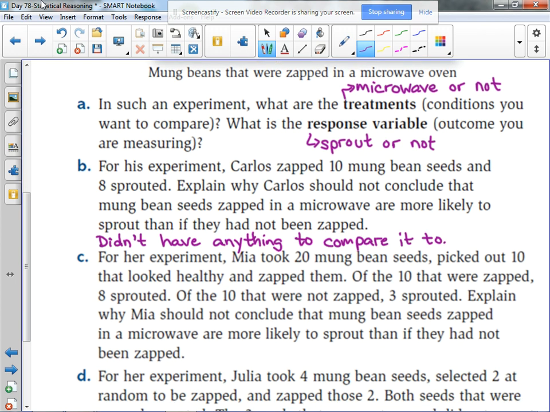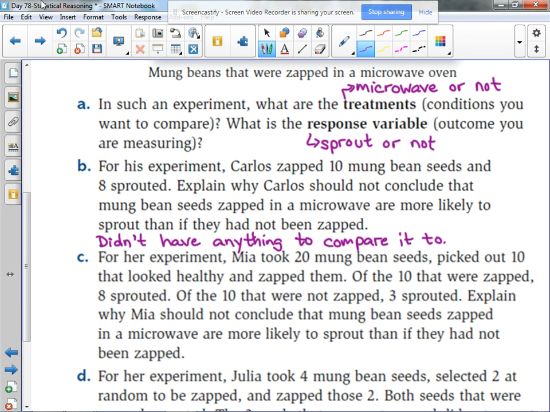Okay. Part C says that in her experiment, Mia took 20, picked out 10 that looked healthy, and zapped those. Of the 10 that were zapped, 8 of them sprouted. Of the 10 that were not zapped, 3 of them sprouted. Explain why Mia should not conclude that the ones that were zapped were more likely to sprout.